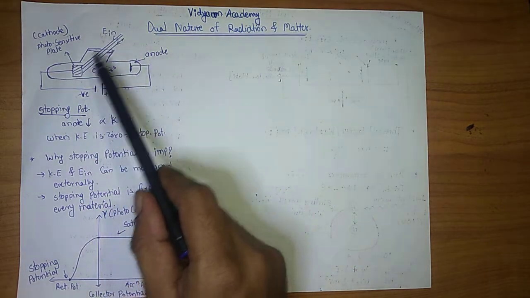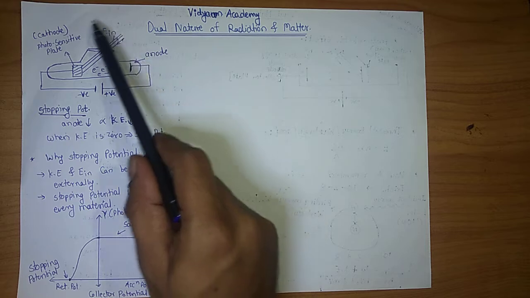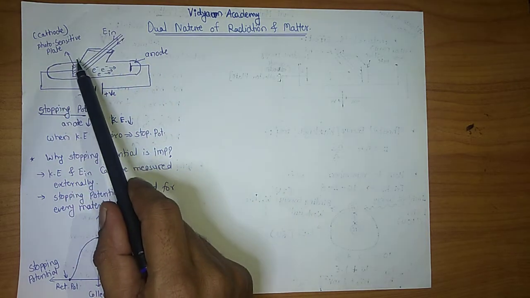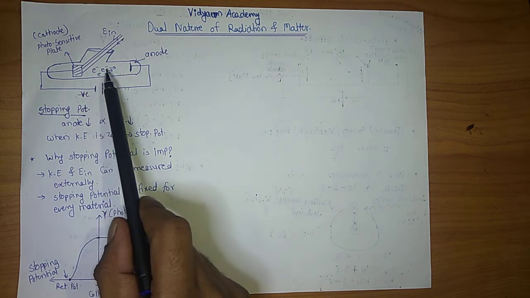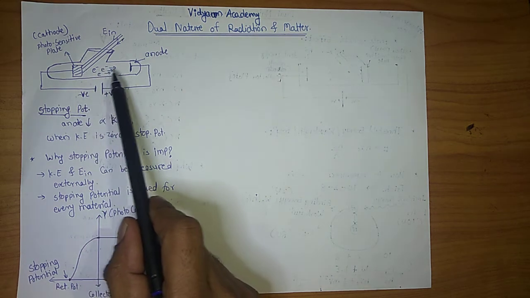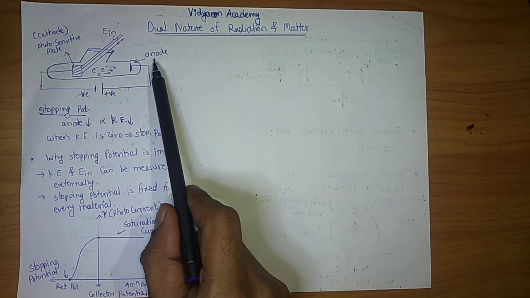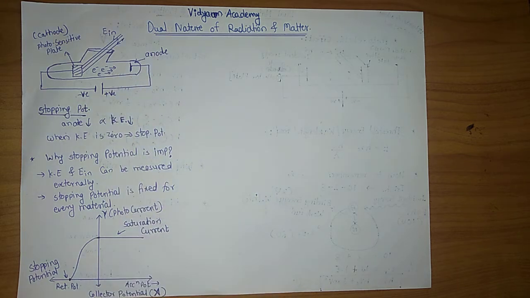Now, we are going to make external light of sufficient energy incident on a photosensitive plate, that is the cathode. Then there will be ejection of electrons, and those electrons will be attracted towards the anode, which is at positive potential.